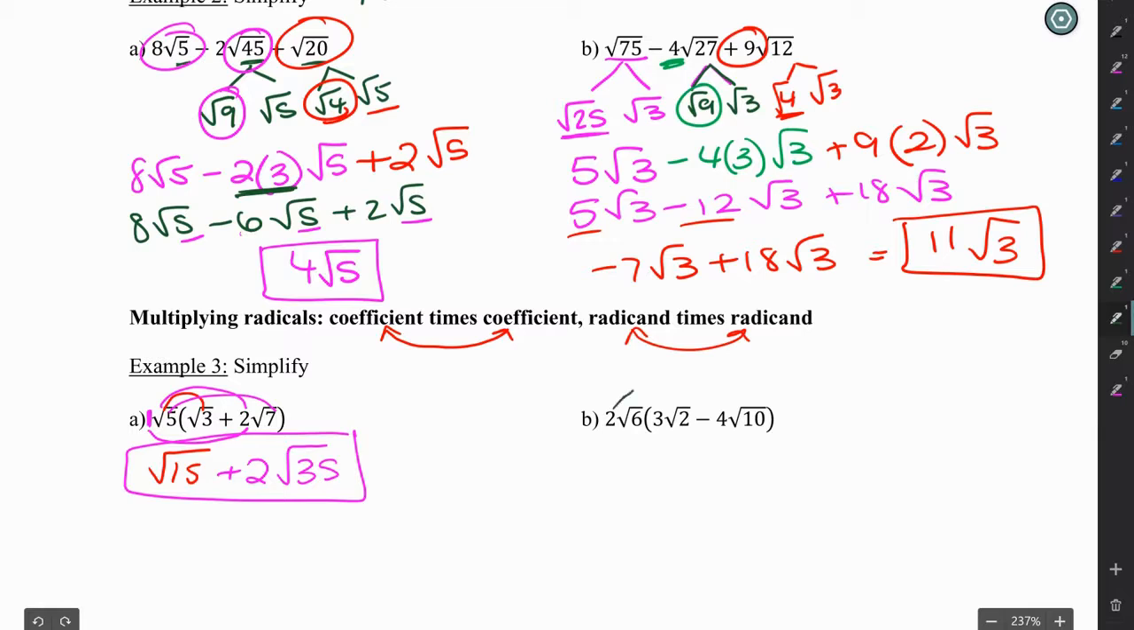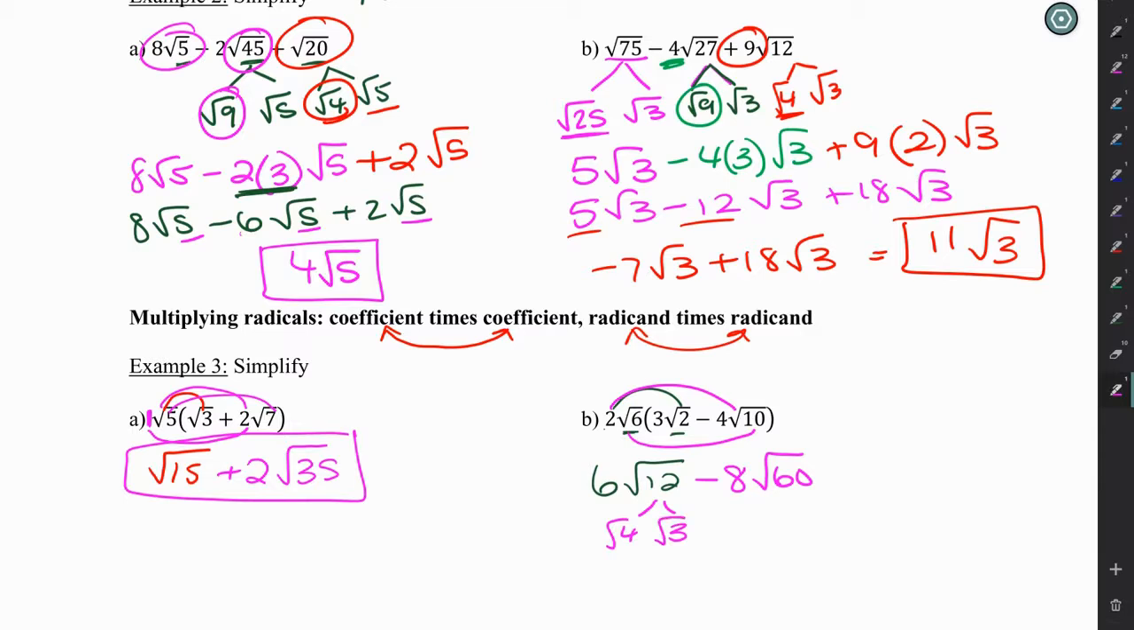For B, when I distribute the 2 root 6, 2 times 3 is 6, and then root 6 times root 2 will give us root 12. Then I do the same thing here, so 2 times 4, so minus 8 root 6 times 10 is 60. Now, I know that 4 is a perfect square, and 4 goes into 12 3 times. Now, 60, does 4 go into 60? 4 does go into 60. So 4 times 15 is 60.